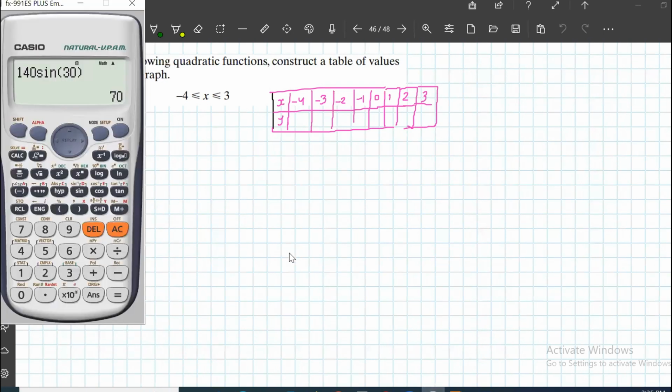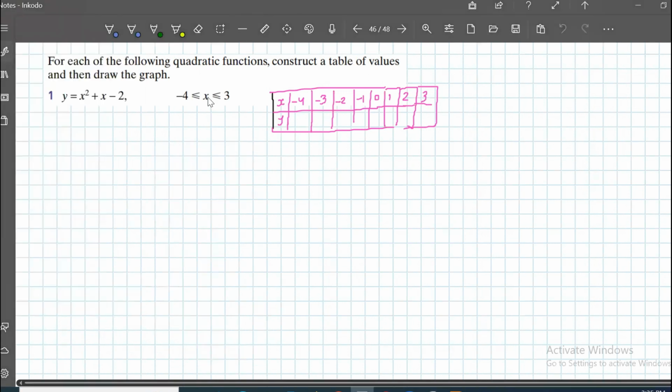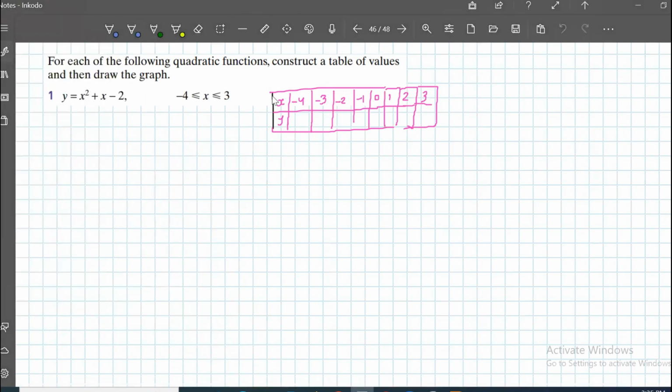So see how to write in the calculator fast. It's better I write this question here so that I can see what the equation is. Y is equal to x square plus x minus 2. One thing, we can replace all values of x one by one and check what the answer of y is, but this is a long procedure, so you can check in the calculator fast.